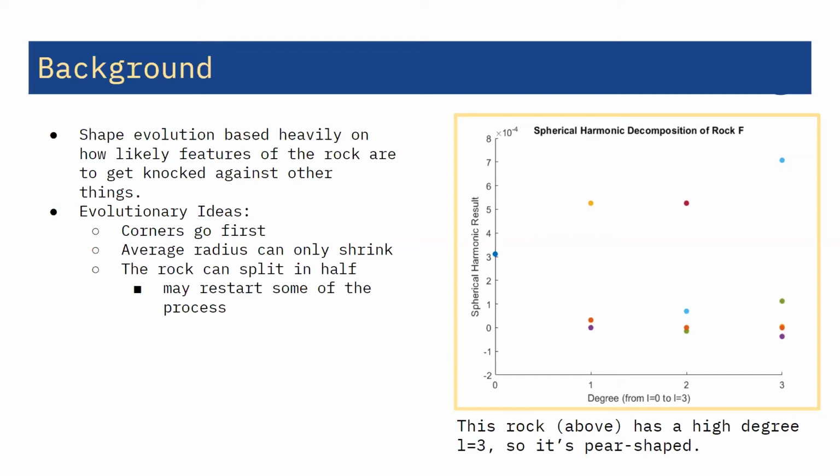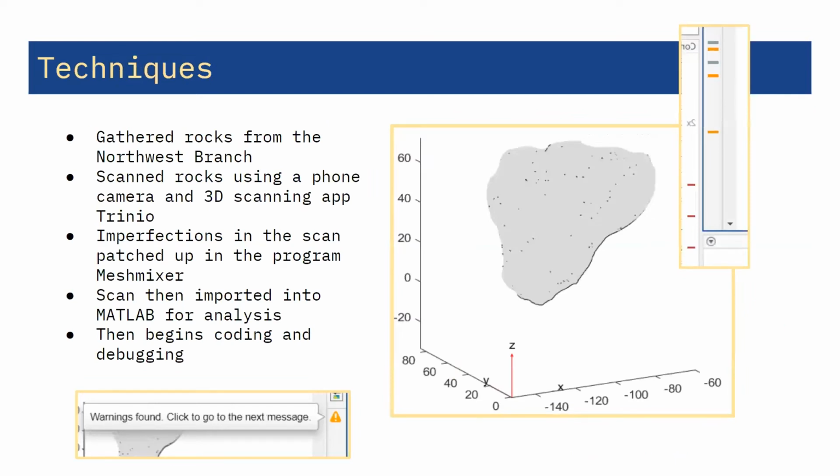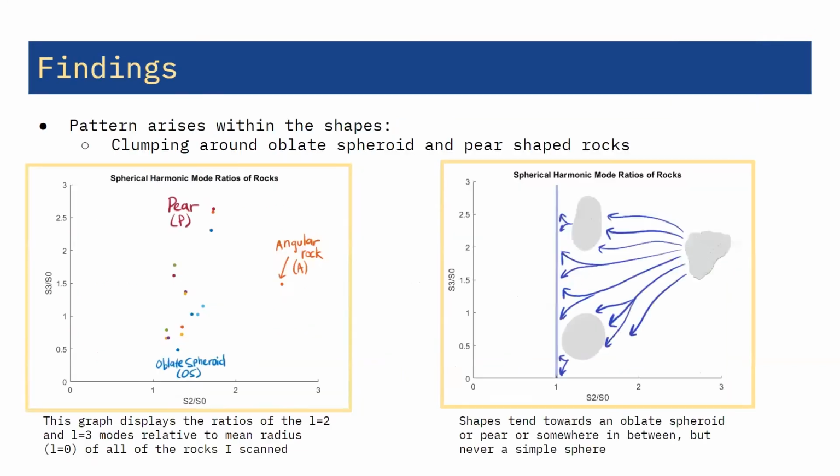This may restart some of the process. This is one of the rocks that we studied. You can see it's got a high L equals 3, that last big blue point up there, which means that it's rather pear-shaped. It's also got a relatively high L equals 2, which means that it's mostly rounded as well. In order to do this, I gathered rocks from the Northwest Branch, which is about 10 minutes from here, scanned them using a phone camera and a 3D scanning app, fixed up any imperfections in a program called Meshmixer, then imported them into analysis, and then coded, and debugged a lot more.